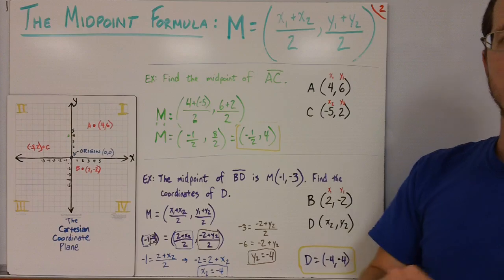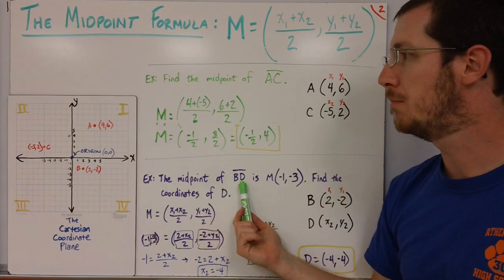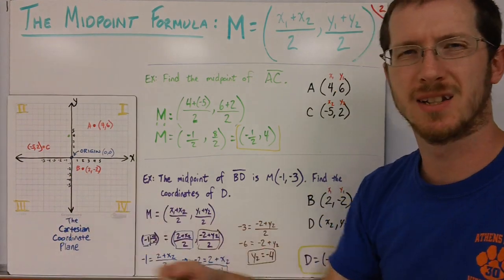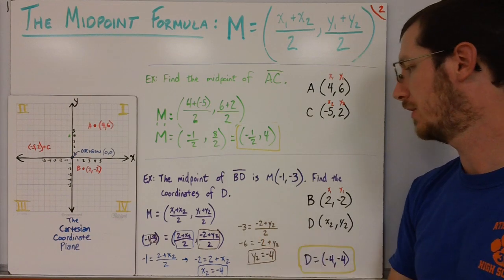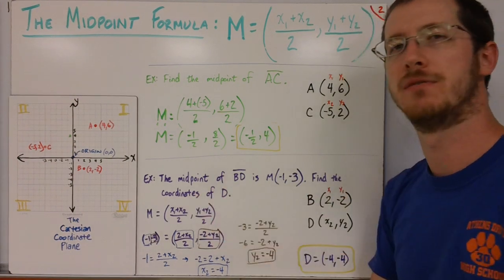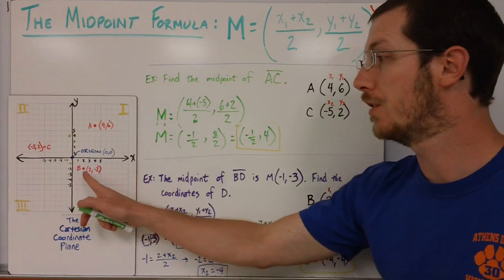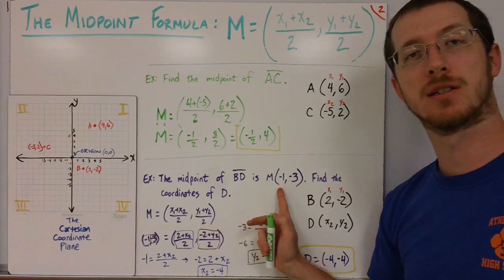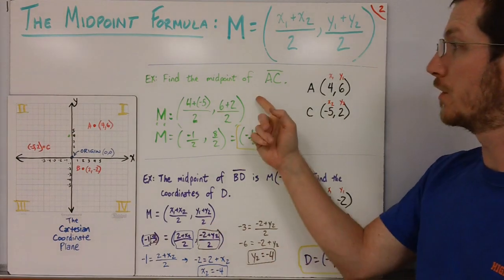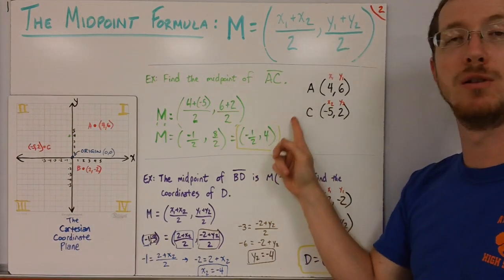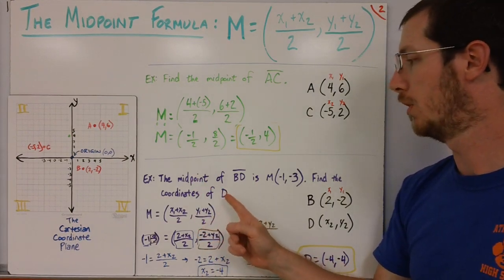Okay, good. A second example, a little tweak to this problem, says the midpoint of segment BD, so now we're looking at point B and then some D that we don't know, M, which is negative 1, negative 3. Find the coordinates of D. Interesting. So in this problem, we know one of the endpoints. They give us the midpoint. They want us to find the other endpoint. So in the first problem, we were looking for the midpoint if we knew the two endpoints. This problem, we know the midpoint already, but we're missing one of the endpoints.